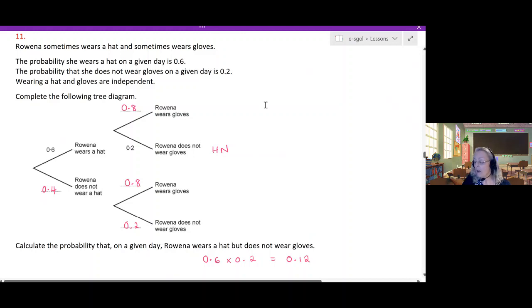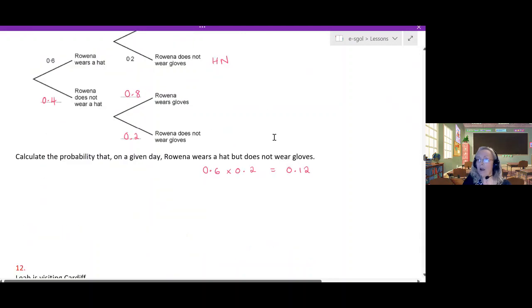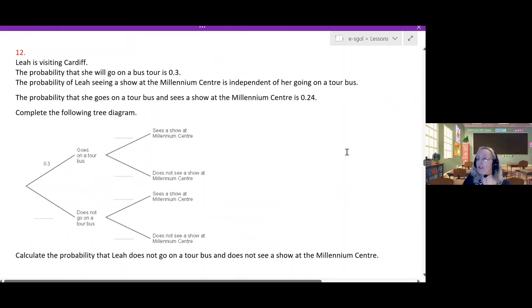Okay, let's have a look at another question. So this is another tree diagram and it says Leah is visiting Cardiff. The probability that she will go on a bus tour is 0.3. The probability of Leah seeing a show at the Millennium Centre is independent of her going on a tour bus. The probability that she goes on a tour bus and sees a show at the Millennium Centre is 0.24. Complete the tree diagram. And then at the bottom, we've got a question.